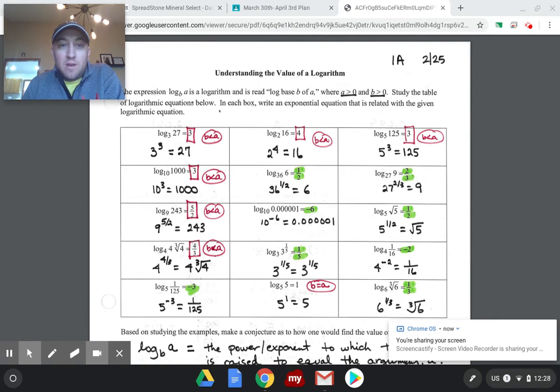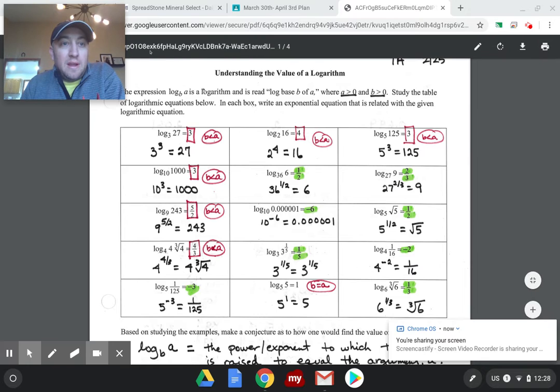A lot of times you will hear me refer to a keyword being the argument. The argument is basically the inside of the logarithm. So if you do hear me talk about the argument, that's what I'm talking about.